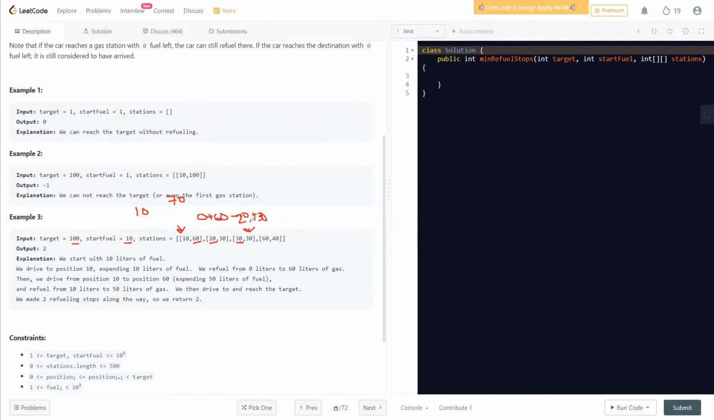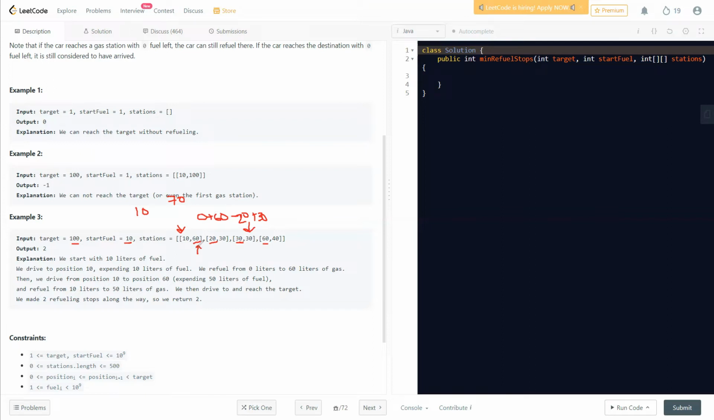Fine, so that's where we are reaching till here. Fine. Now, what is the fourth case? The fourth stop is at 60 miles distance. So what have we done over here? Fine. See, we got 60 liters of fuel from our first stop.